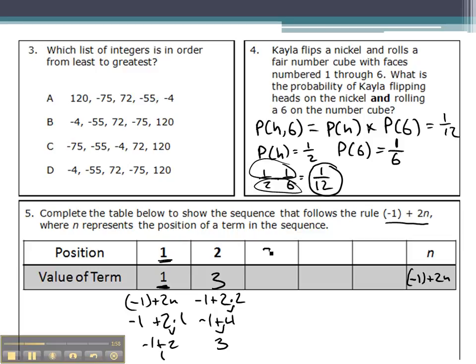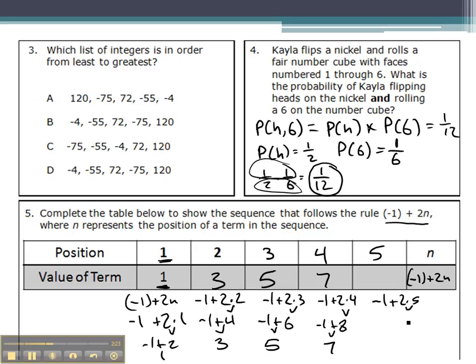For a value of n equals 3, -1 plus 2 times 3, 2 times 3 is 6, and -1 plus 6 is 5. For a value of n equals 4, -1 plus 2 times 4, 2 times 4 is 8, and -1 plus 8 is +7. And for a value of 5, -1 plus 2 times 5, 2 times 5 is 10, -1 plus 10 is +9.